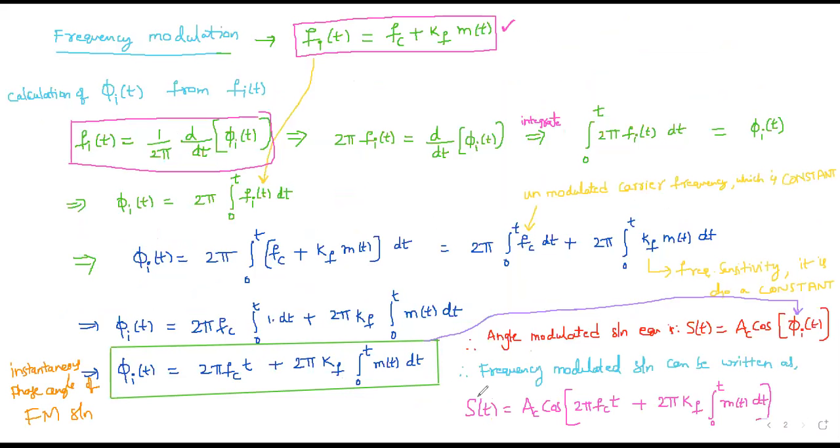So this is my S of t. What is this S of t? This is a frequency modulated signal, and that is nothing but S of t is equal to AC into cos of 2 pi fct plus 2 pi kf into integral 0 to t m of t dt. Any doubts so far? If you have any doubts in the derivation, you can ask me.